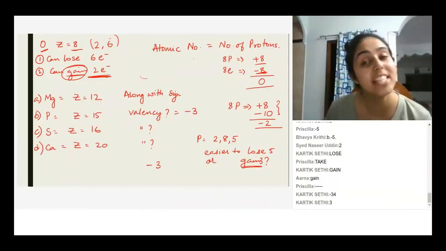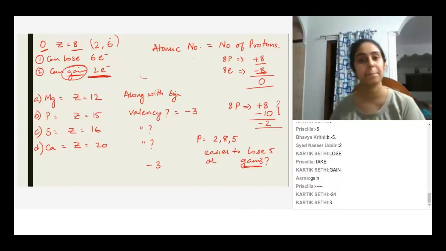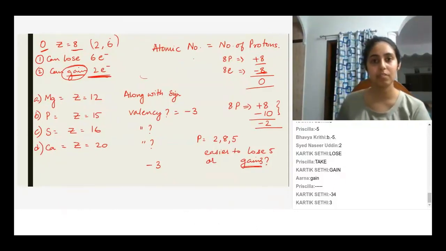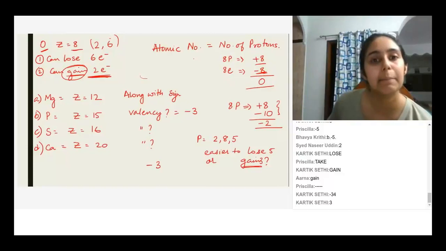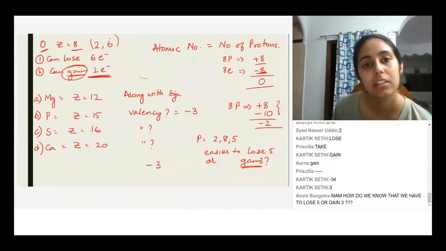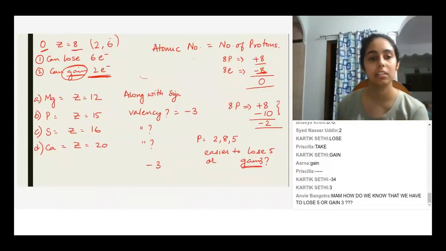Because electrons have negative charge. Yes. -3, can you explain? One at a time, please. Ma'am, how is it -3 and why not -5? Can you explain that? Why is it -3 and why not -5?